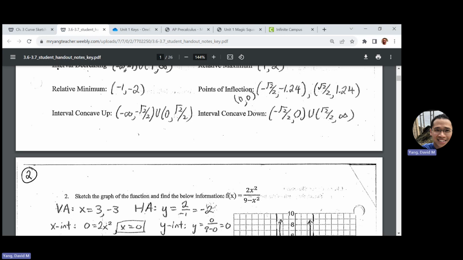Exactly. There will be a slant asymptote, but we don't worry about it in this course. If the degree is 1 higher than the denominator, there will be a slant asymptote, but we don't have to worry about slant asymptotes for the curve sketching that we do.